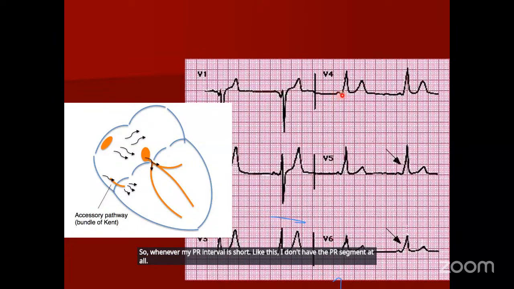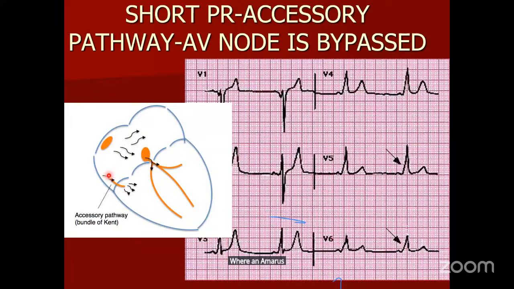My P wave, then the QRS starts. So whenever my PR interval is short, I have to think of an anomalous pathway like a Kent pathway, which is bypassing the AV node. The short PR interval is a component of the Wolff-Parkinson-White syndrome, where the anomalous pathway bypasses the AV node.